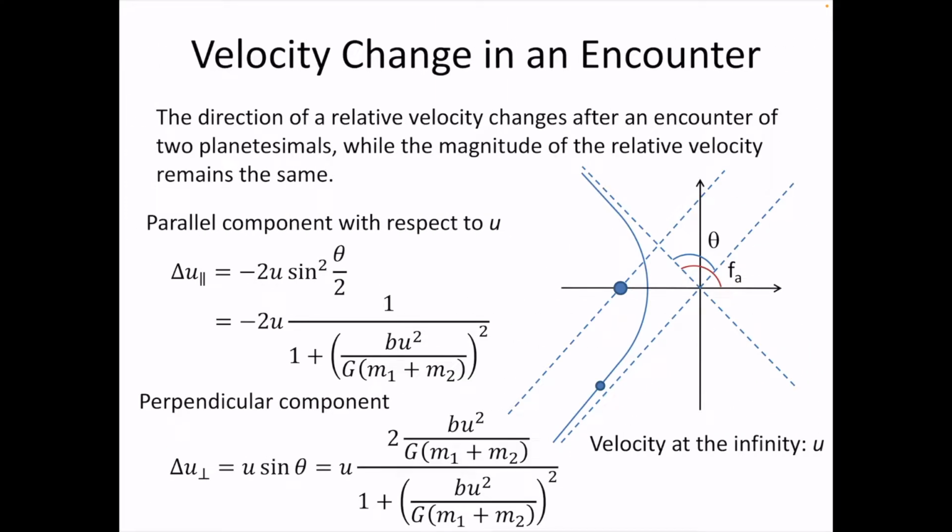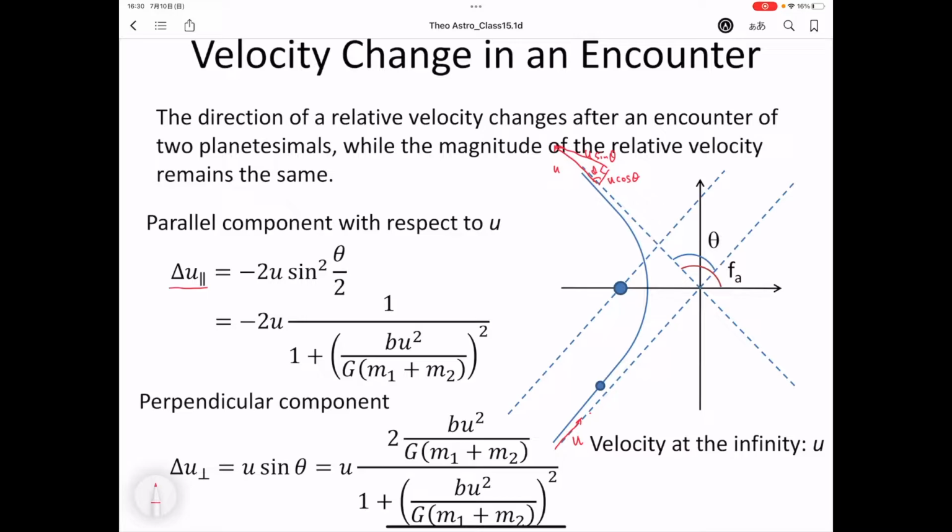The direction of the relative velocity changes after the encounter of two planetesimals, while the magnitude of the relative velocity remains the same to satisfy the conservation of energy. So the particle is approaching from this point with u and is moving to u prime. Decompose it into the parallel component and the perpendicular component. Actually this angle is theta. Then this becomes u cosine theta, and this part is u sine theta.